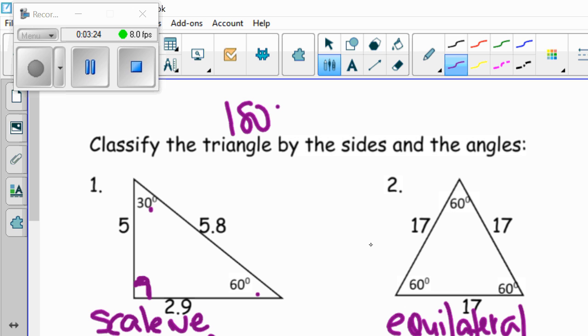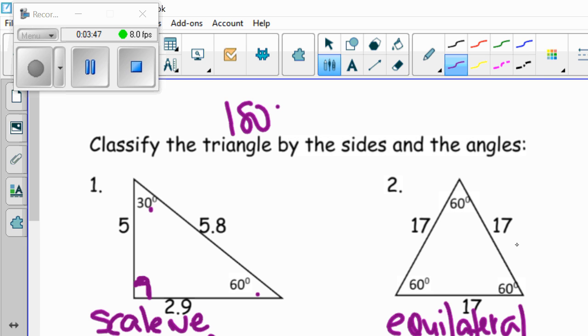And number 3, I have the sides that are at 10, 10, and 18. I have 2 sides the same, which means I have an isosceles triangle. Now we're going to label by the angles. I have a 30 degree, a 30 degree, and a 120 degree. 120 is bigger than 90, so that's obtuse. So it is an isosceles obtuse triangle.